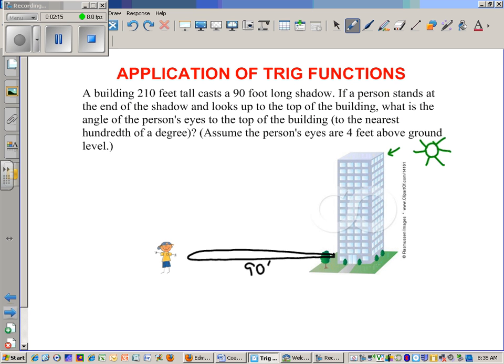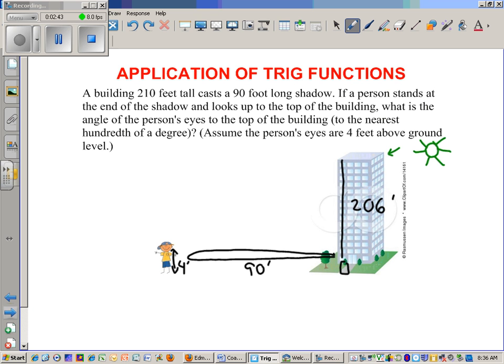Okay, and we have a building that's 210 feet tall. So from top to bottom, the building is 210 feet. But recall that we're talking about 4 feet right here, which is the height of the person's eye. So even though we have a 210-foot building, we really are only looking up to 206 feet of it, because the extra 4 feet, which would be down here, is the height of the viewer.